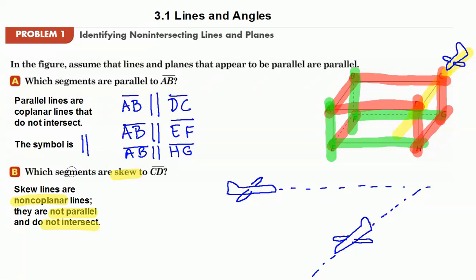So the only lines that are skew would be AE, BF, EH, and FG. Okay, so that's probably the best way to show you what a skew line is. They're lines that will never touch that other line in a different plane. All right, let's move on to problem 2.